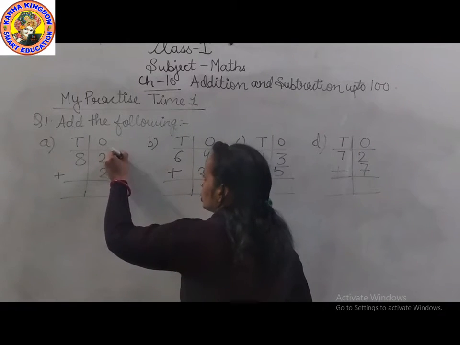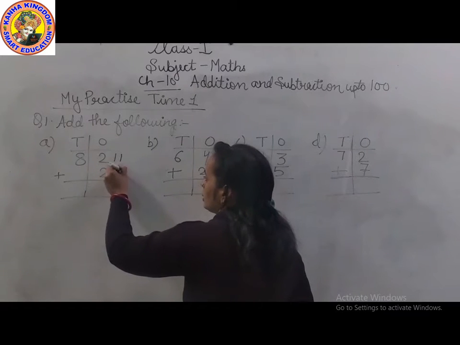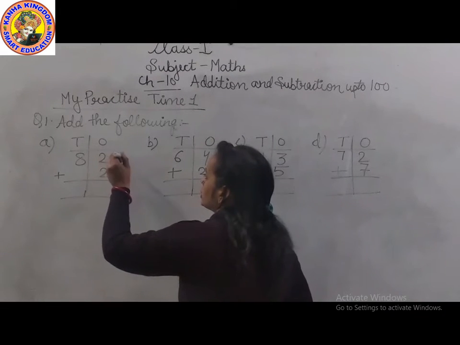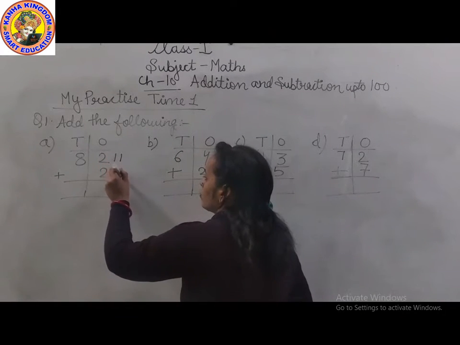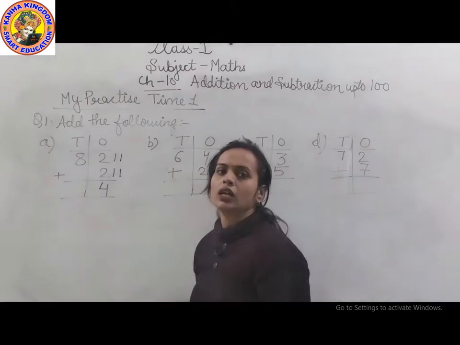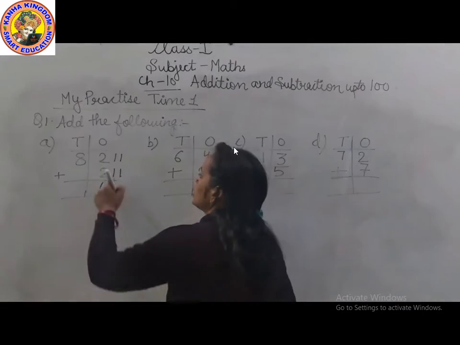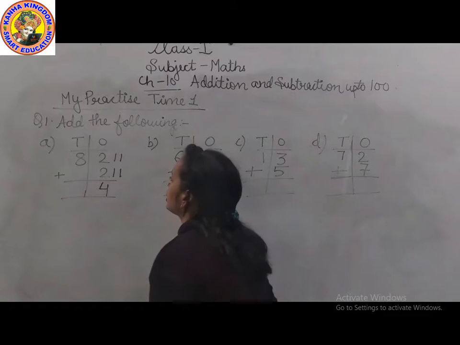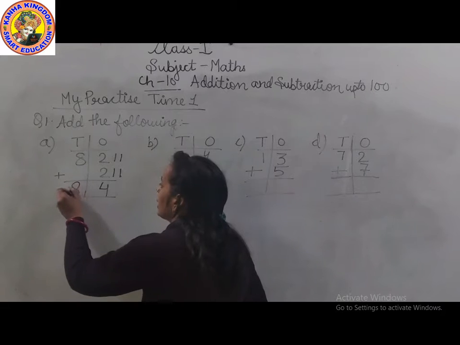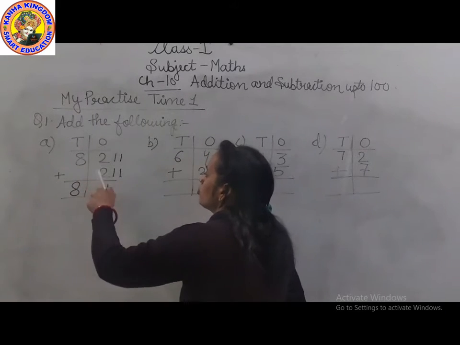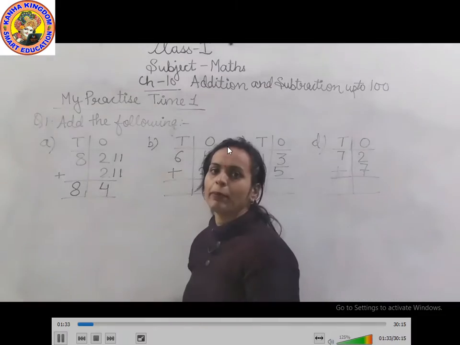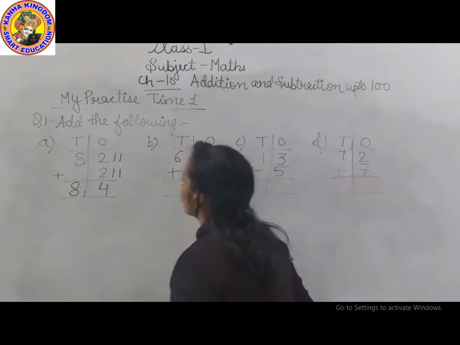2 plus 2, 4. So write 4. Now next, in the tens column, bring down 8. So 82 plus 2 equals 84.